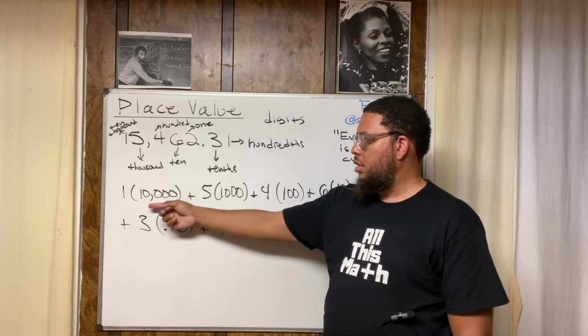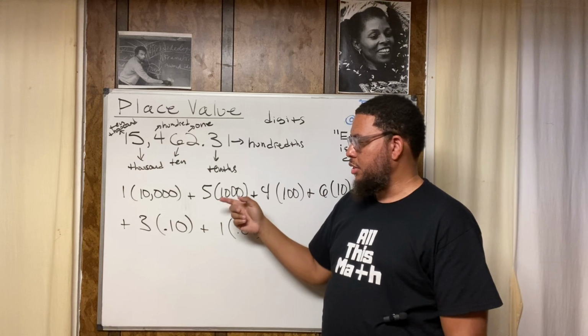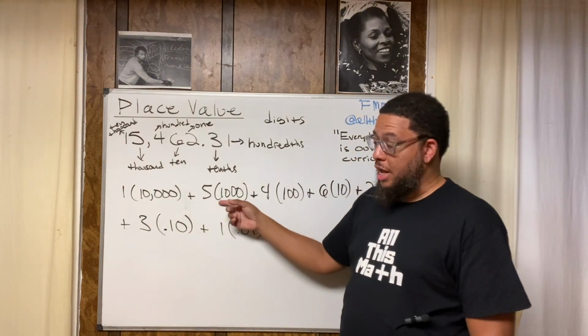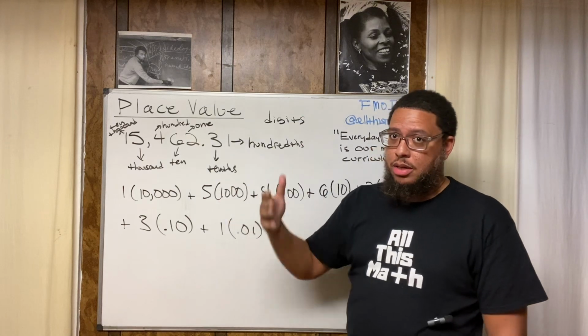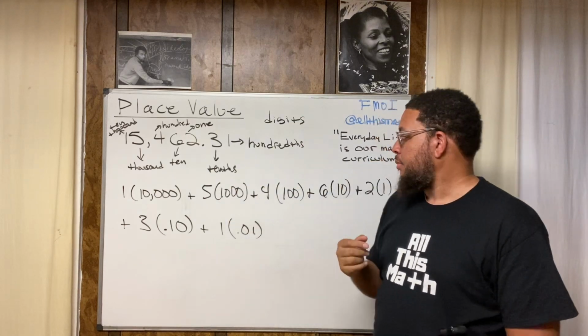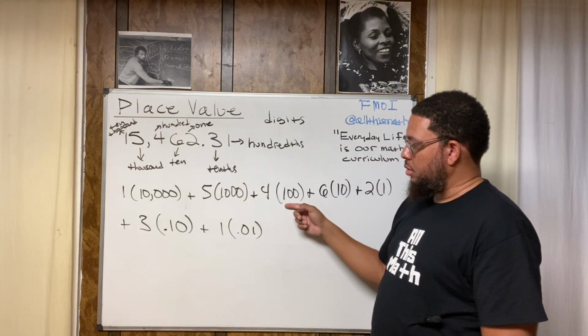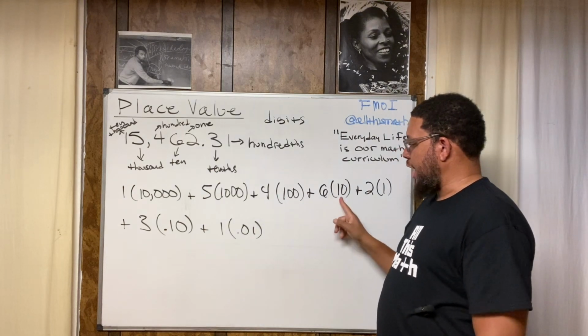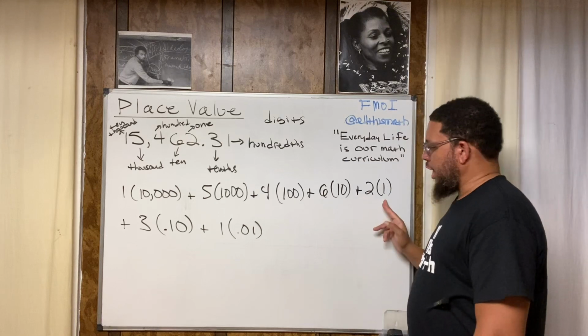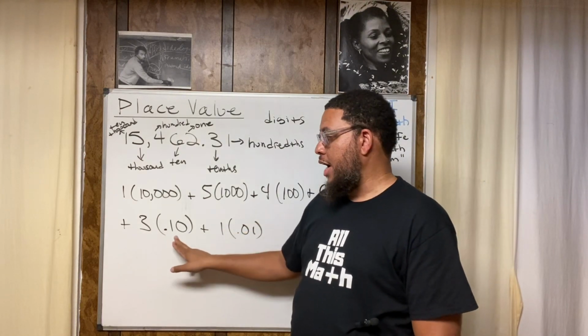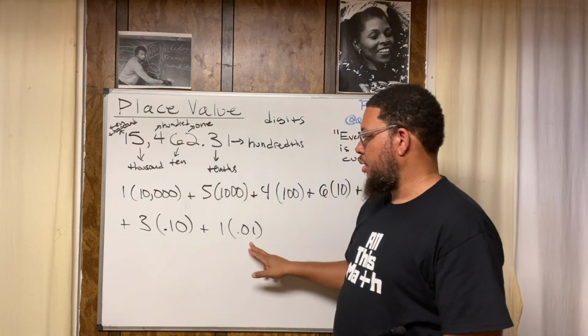That's like, will this be a rack or is this a band? I always hear those words thrown around. Some people say a rack is 1,000. Some people say a band is 1,000. I'm not sure which one it is. I guess it depends on where you live at. Then we got 4 $100 bills, right? 6 $10 bills, 2 $1 bills, right? Again, I mentioned this before, 3 dimes and 1 penny.